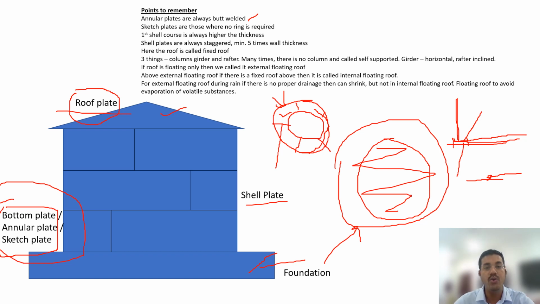Sketch plates are those where no ring is required. As I told, sketch plate and bottom plate are almost the same, where one plate overlaps another plate and we do a lap welding. That plate we call sketch plate.